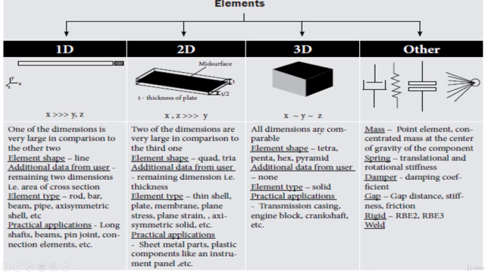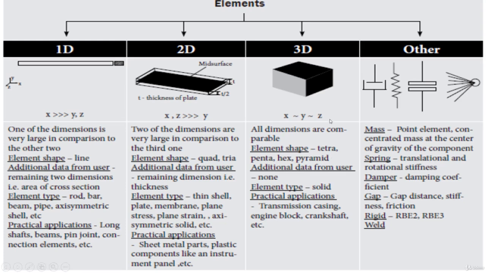Then coming to the 3D. If you have all dimensions with comparable values, then you can say it is a 3D object. And if it is possible, you can idealize this 3D as 2D, or otherwise you can also idealize this 3D as 1D. For example, let us take the shaft. It may be a 3D, but you can simplify that particular shaft geometry into 1D to decrease the analysis time and analysis resource requirements.